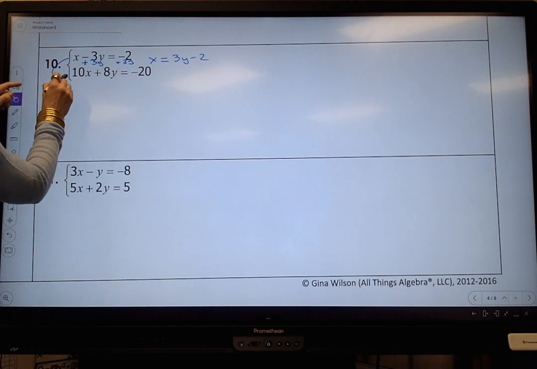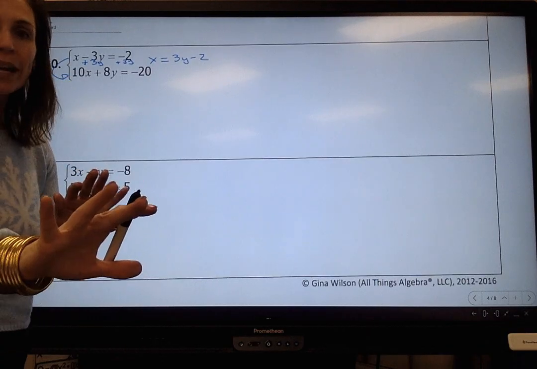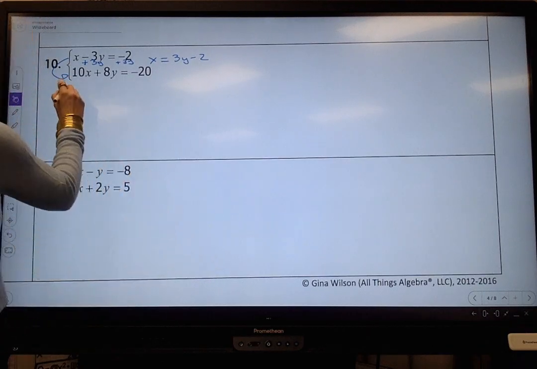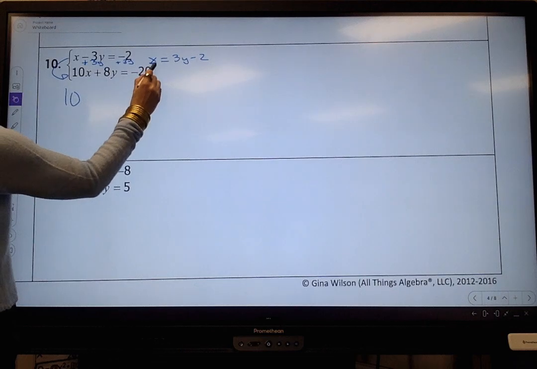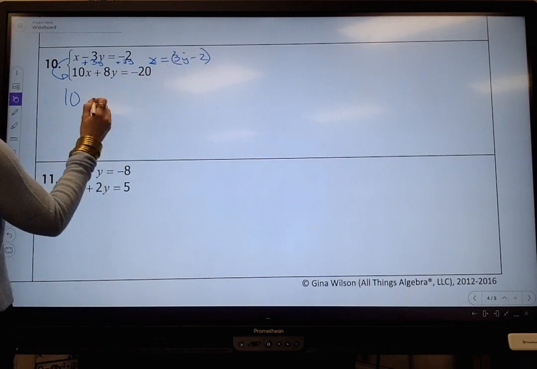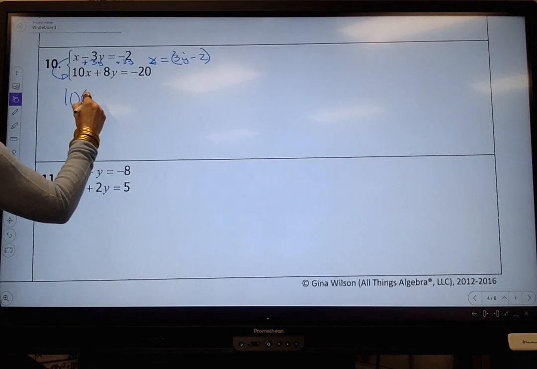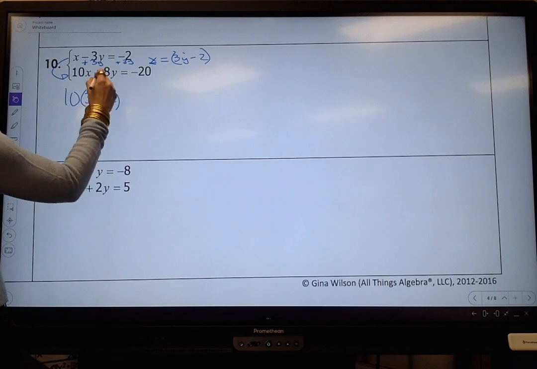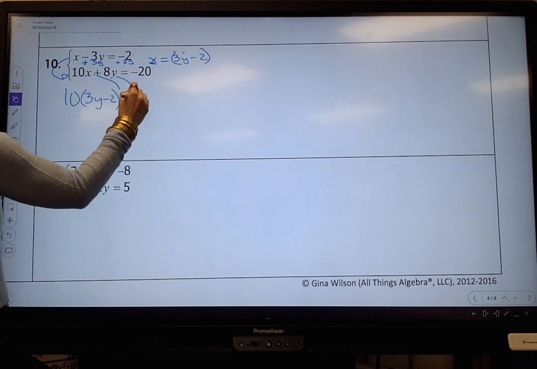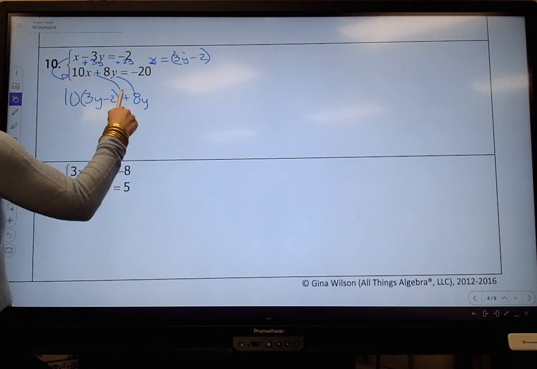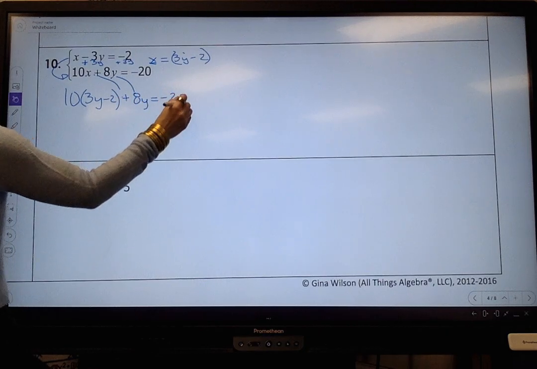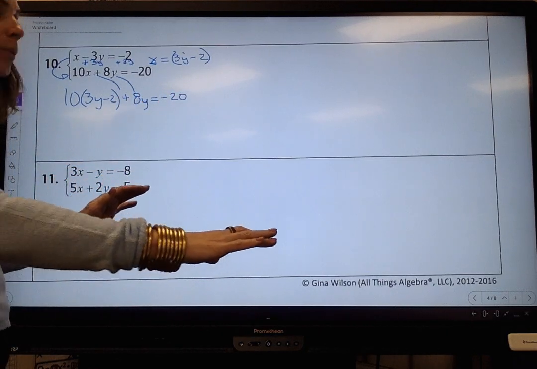Now I look at the other equation, and remember, your 10 stays the same, except now x is going to be 3y minus 2. So in place of x, I get 3y minus 2, and then add 8y, and then equals negative 20. Now all my variable is the same.